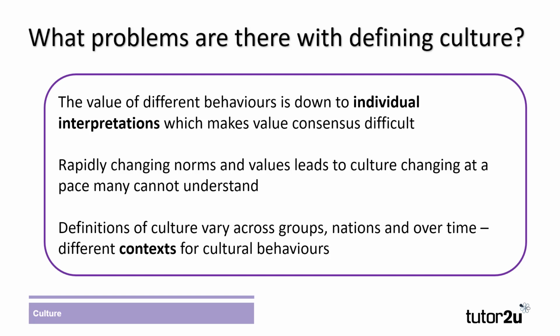Another issue with defining culture is that social norms and values change rapidly, and this leads to culture developing at a pace that leaves people often confused. This is particularly true of youth cultures that become part of the mainstream culture. As these norms and values change rapidly, there can be resistance to these from the dominant groups in society.